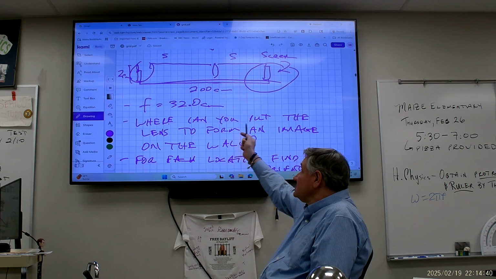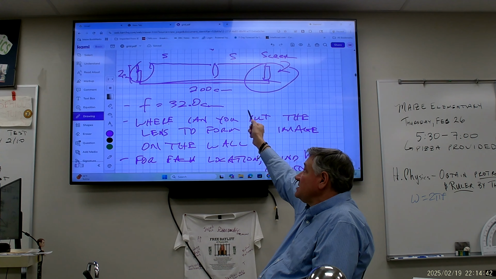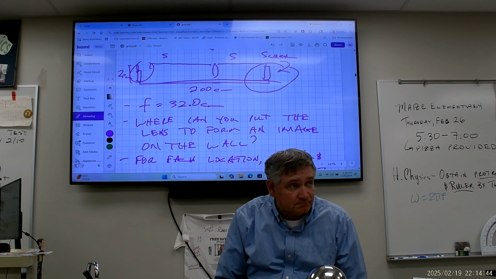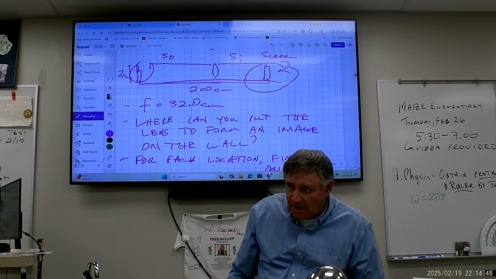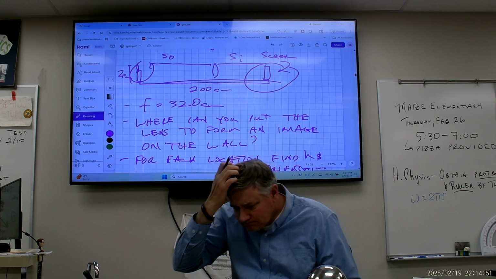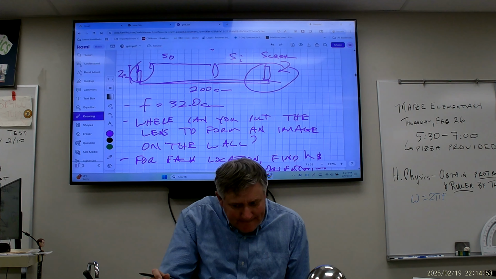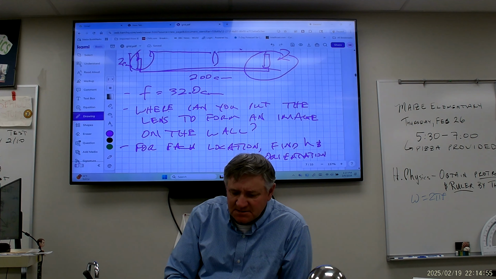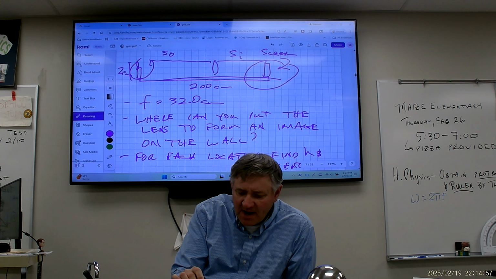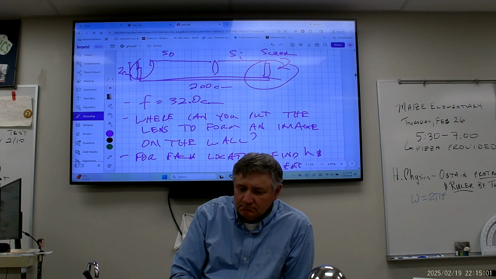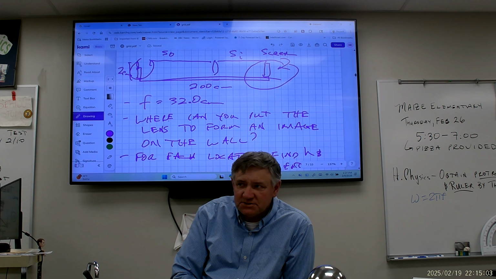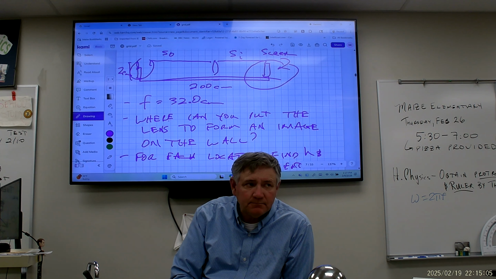Is this distance to the left so, or s_o? And then you've got s_i, right? Now, here's the tricky part of this. If I add s_o plus s_i, what do you get? No. So s_o plus s_i add up to equal what? F. No, 1 over F.